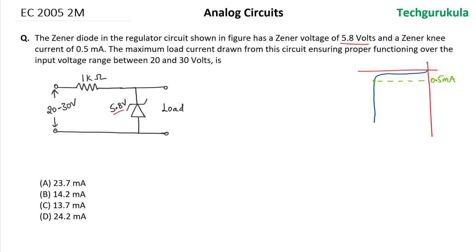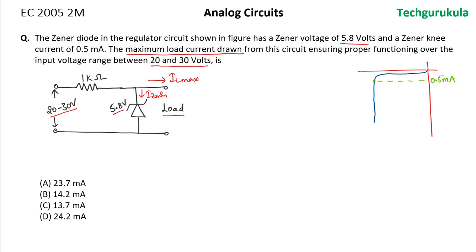The maximum load current drawn from this circuit, ensuring proper functioning over the input voltage range between 20 and 30 volts, is. Now the condition we have to see is the maximum load current drawn. Let's say we have load here. If the load has to draw maximum, let's say IL max, for a given input voltage, let's not consider the variation now. Let's say input voltage is fixed to some value. When IL is max, the amount of current that has to flow through the Zener diode should be minimum. That will be knee current. For a given input voltage, this is the condition.